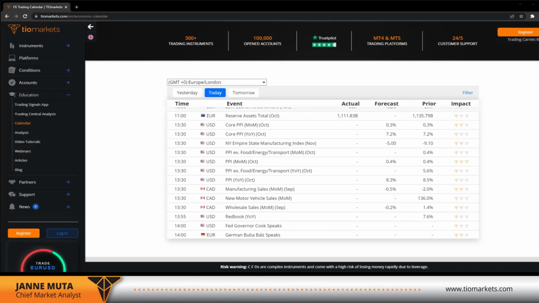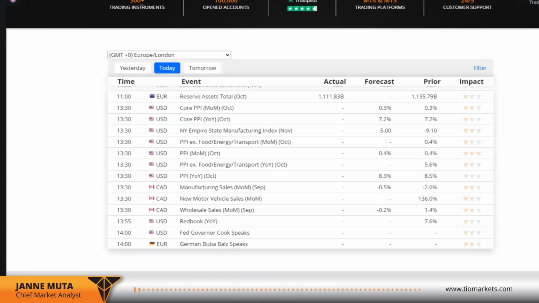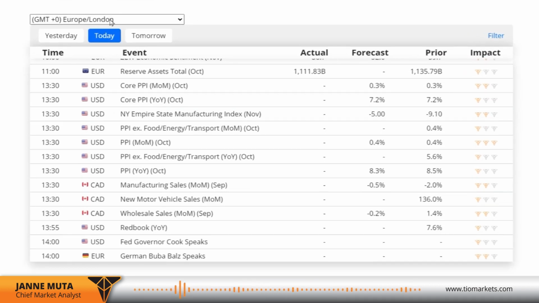All right, this is the TIOmarkets economic calendar, which you can go and check every day to make sure that you know what's happening in the economies and what probably is moving the markets. And I'm going to show you now how you can use this calendar to your advantage when you plan your trades in the morning. So basically, the calendar is set at London time, so it's GMT plus 0 at the moment. All the timestamps here are in GMT.